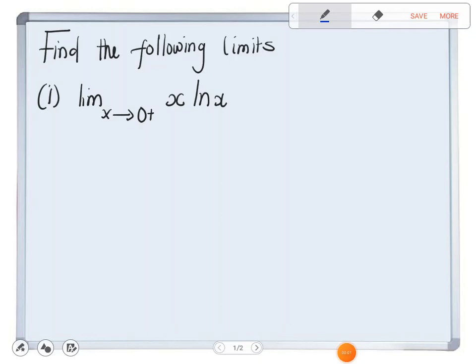Here is another interesting question under indeterminate forms of limits. It says find the following limit: the limit of x ln x as x approaches positive 0. Now, we know that as long as we are dealing with these logarithms, there's a reason why we have a positive 0 there, because it's only applicable for positive numbers.